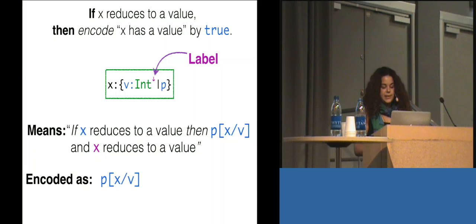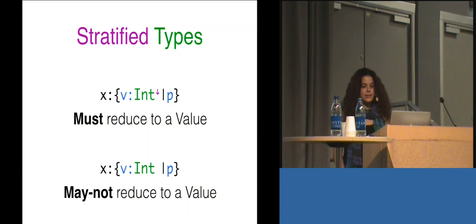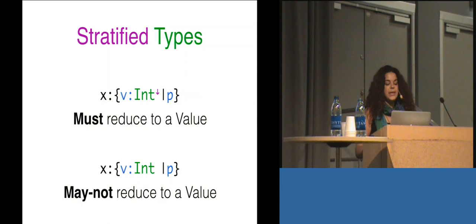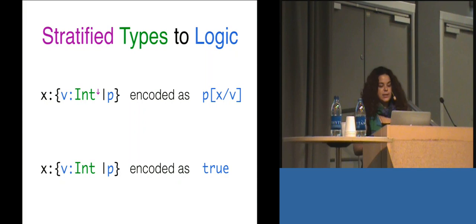So these labels basically provide a stratification of our types, and at the top level we have the labeled types that can be given to expressions that must reduce to values, and on the bottom level we have the unlabeled types that can be given to arbitrary expressions, meaning that they don't need to reduce to values. Now, encoding stratified types into logic is quite easy because, as we saw, we can encode labeled types into logic using their predicates, but we cannot trust the unlabeled types because they may correspond to expressions that don't reduce to values. So we have no information from the unlabeled types and we just encode them as true.